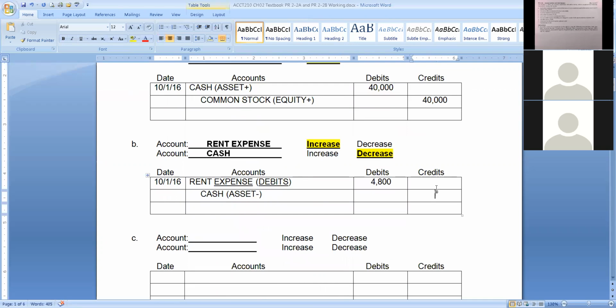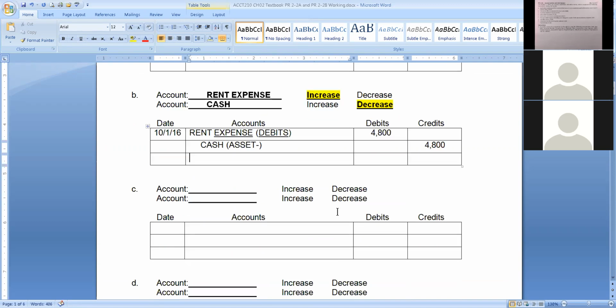But again, if there's only two accounts and you know one of them's a debit, we know what the other one's going to be. Okay, C, purchase supplies on account, 2,150.